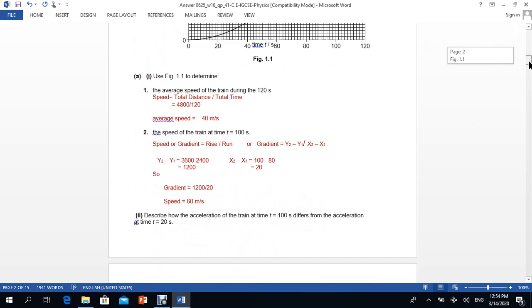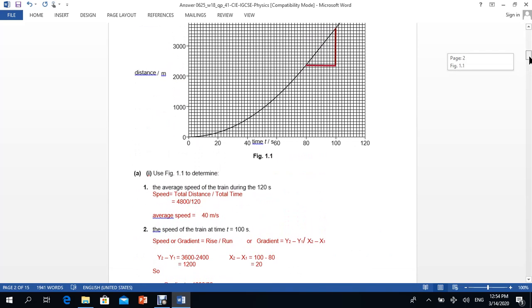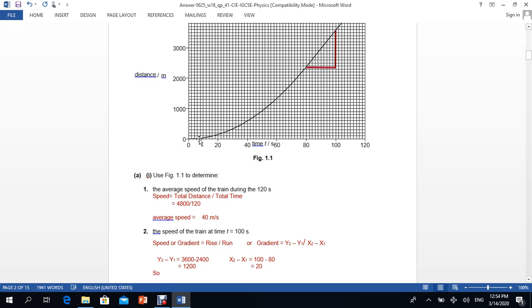Okay my dear, now move to part 3. They're saying describe how the acceleration of the train at time 100 seconds differs from the acceleration at the time 20 seconds. For this you have to see the graph. In the beginning the line is increasing but at a very slow rate. It means the speed is not constant here, speed is increasing, because this is a distance-time graph, not a speed-time graph. So if the speed is increasing, it means acceleration is produced.